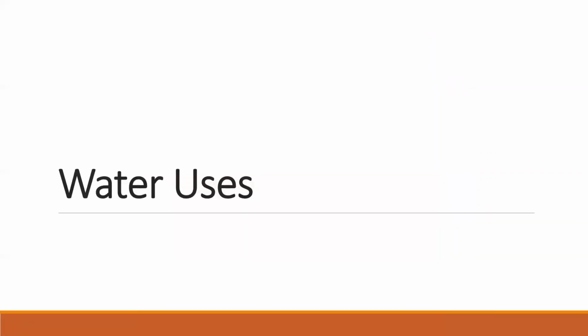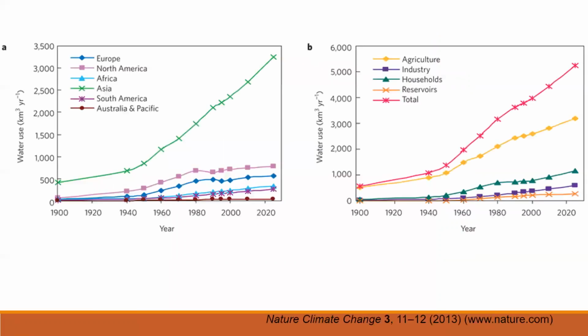Another reason has to do with our uses of water. So what are we using water for on this planet? This comes from a Nature article. Down here you can see the citation. So this is where we're using water, and this is what we're using water for. So this is our total water consumption. You can see that at a global level, the majority of it's going to agriculture.